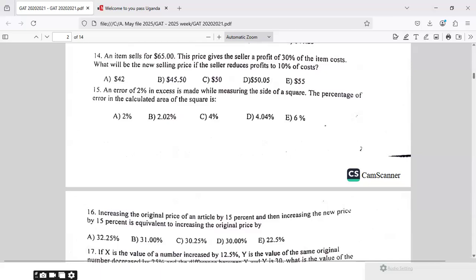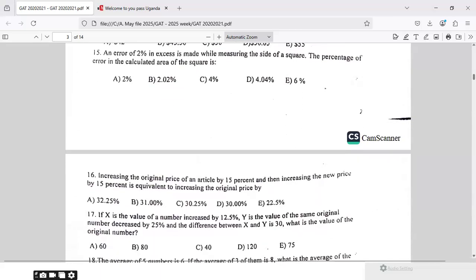Now, 15. An error of 2% in excess is made while measuring the side of a square. The percentage error in the calculated area of the square is, okay.